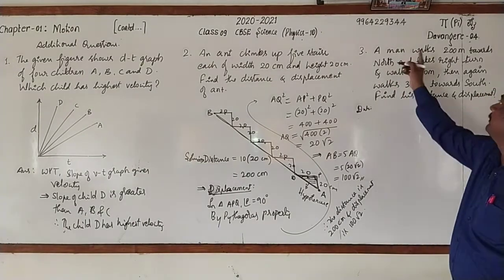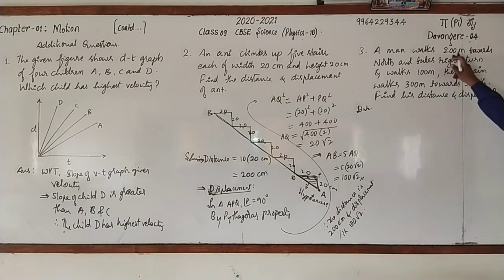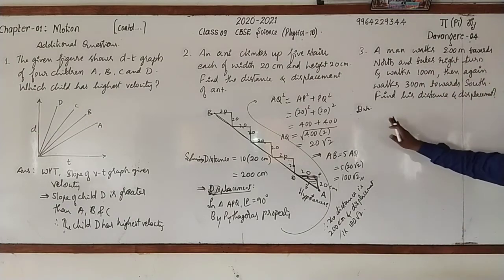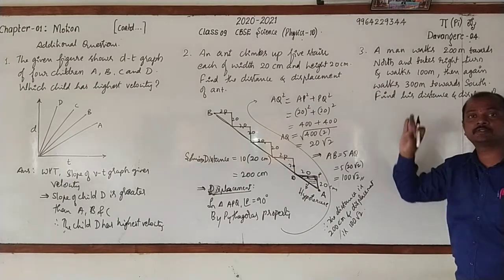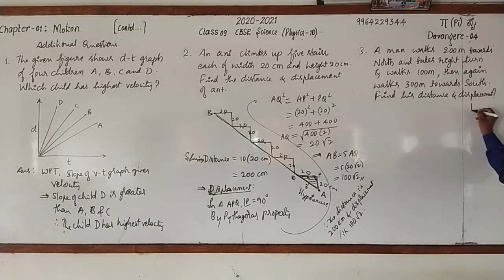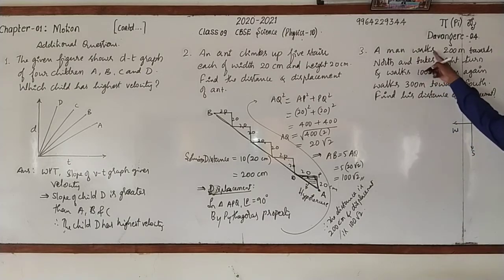Observe. A man walks 200 meter towards north. So this statement is related to direction. I go for drawing this. It will help us to calculate this one. This is north, south, east, and this is west. A man walks 200 meter towards north.